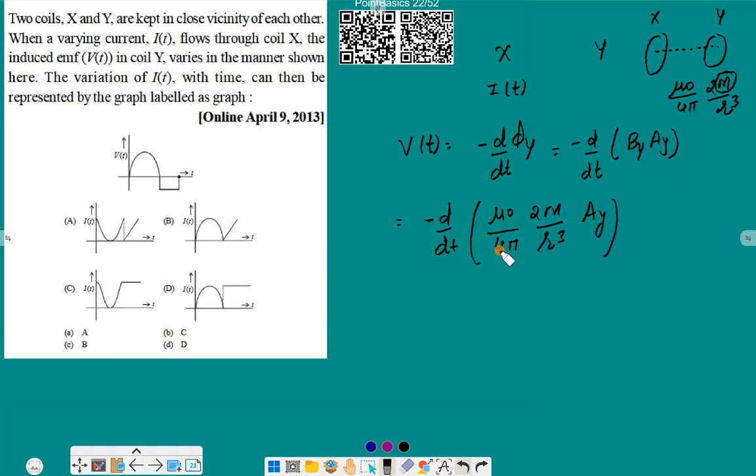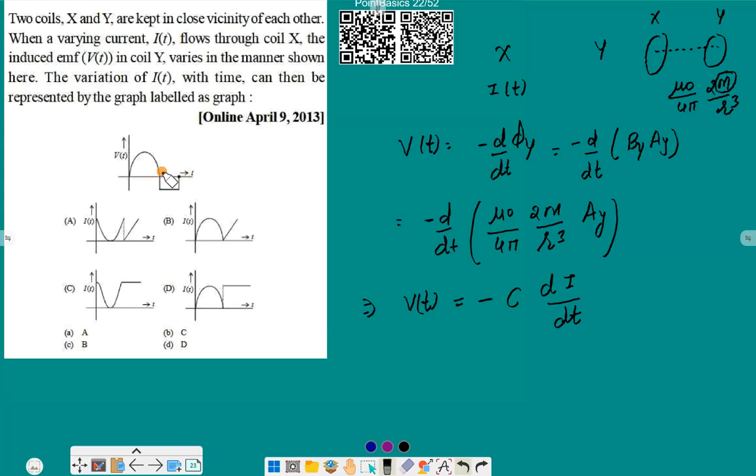Now here mu naught by 4 pi is constant, r is constant, 2 is constant, and the area of the second coil is also constant. So we can say that Vt is equal to negative some constant, that is C, into di by dt, where I is the current flowing in coil X, which is producing the magnetic field at the center of coil Y. So this is our basic relation.